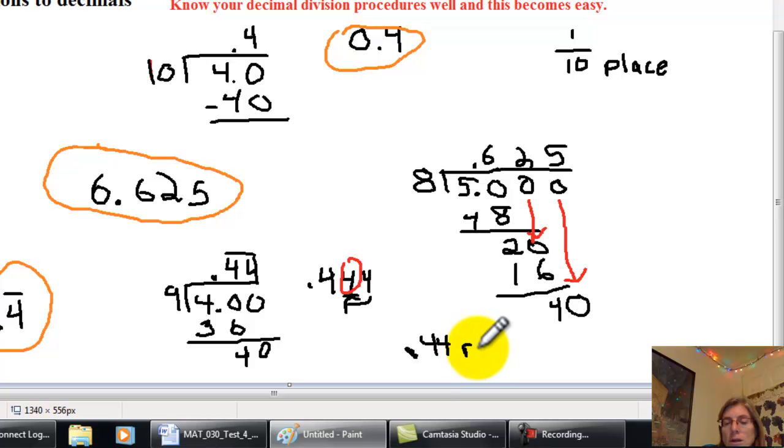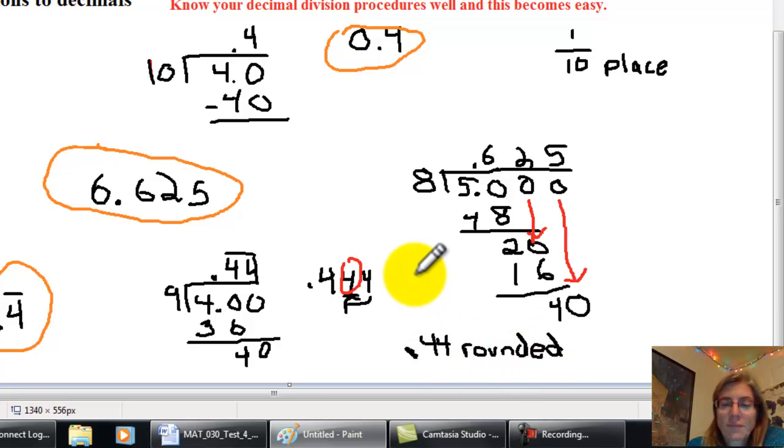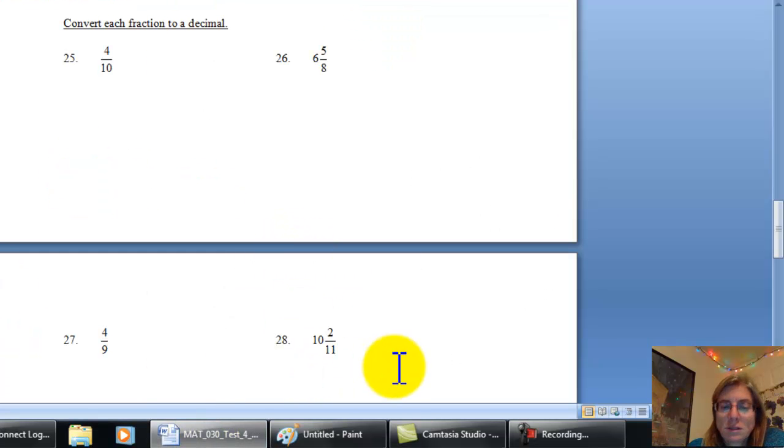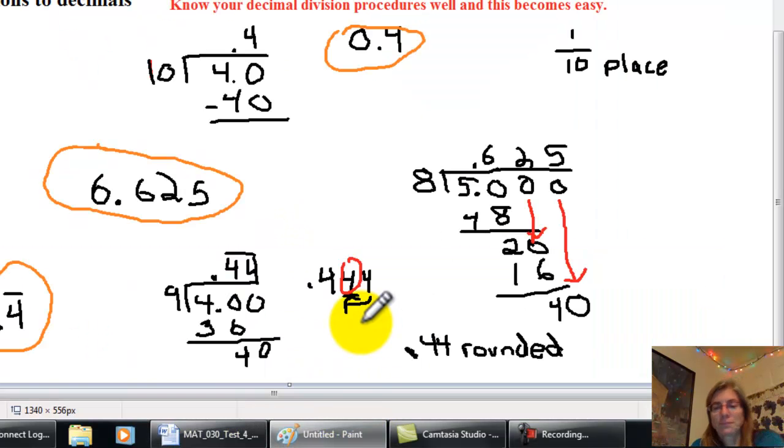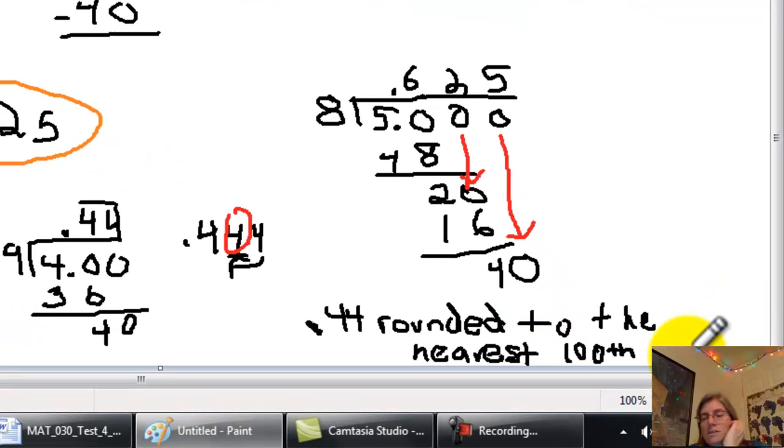So rounded. That's just an added direction. Okay, let's just double check. Nope, it didn't say to do that specifically. It might say that on the exam, however. 0.44 rounded to the nearest hundredth. I should really write that out in words. H-U-N-D-R-E-D-T-H. Okay.